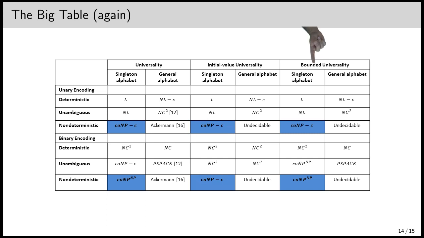For bounded universality, we have to put in some more work. Specifically, good cycles are not enough, since we must keep the counter from going too high. But we can tweak the definition of good cycles, and a similar scheme works. So we're able to obtain similar complexity results: coNP-completeness for unary encoding, and coNP to the NP for binary encoding.